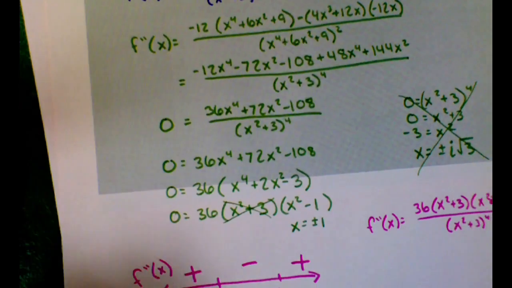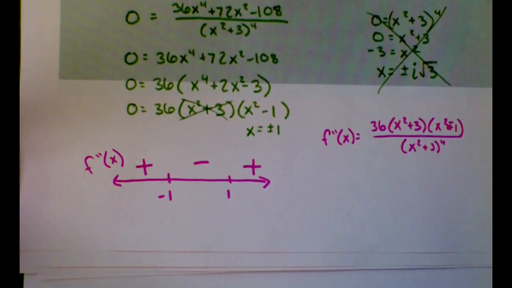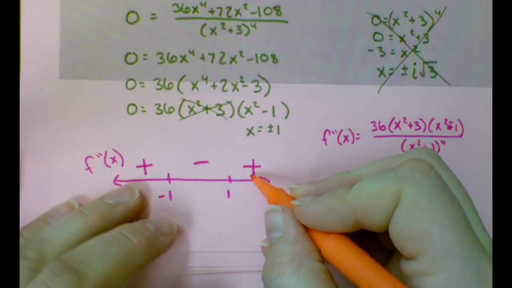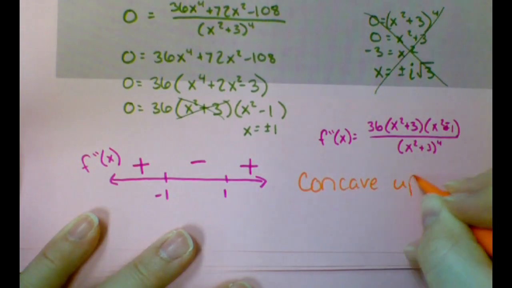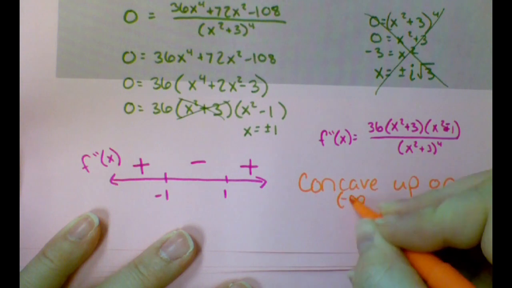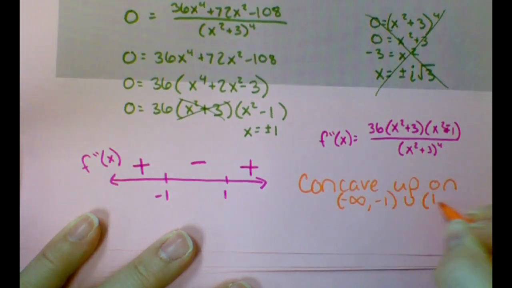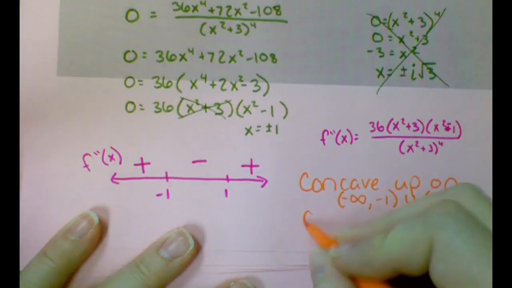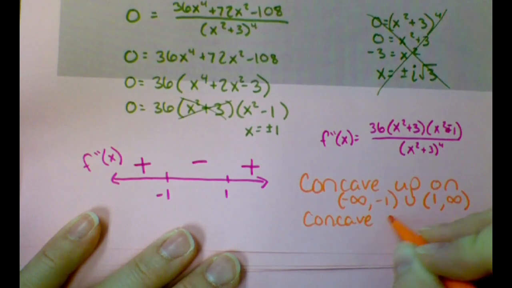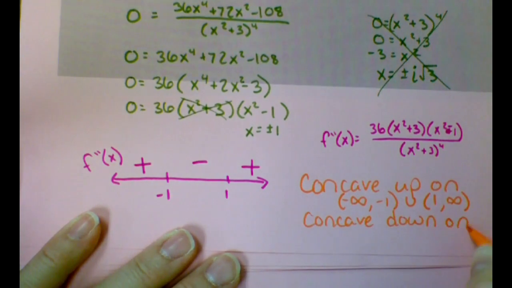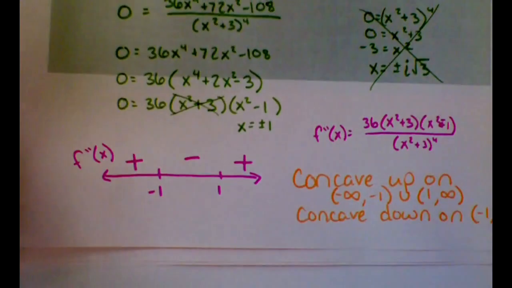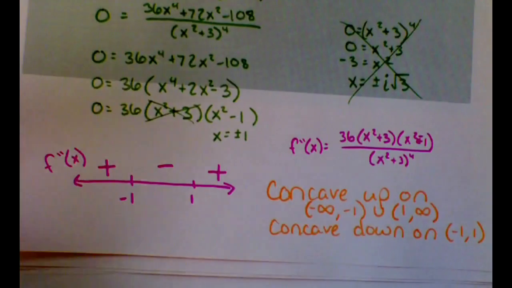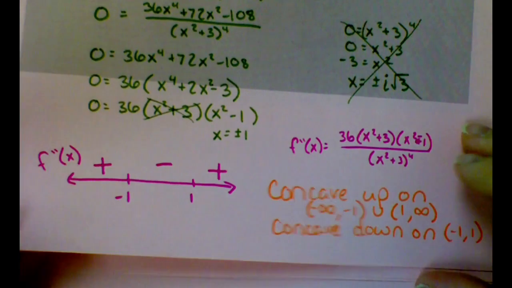So the answer to our problem, I'm talking about the concavity. When the second derivative is positive, it is concave up on those intervals, negative infinity to negative 1 or 1 to infinity. And it is concave down on negative 1 to 1. And there's our answer.